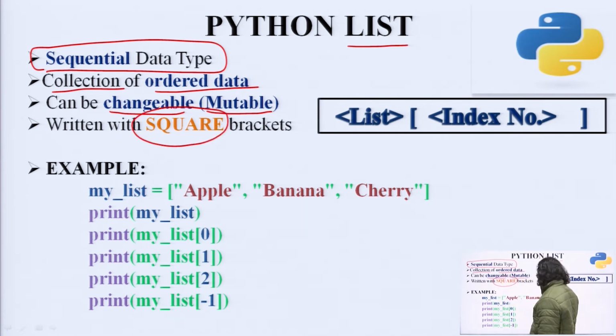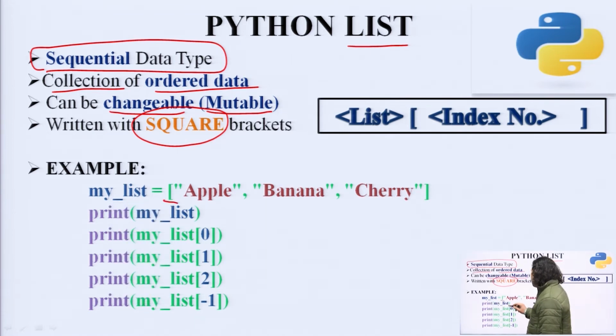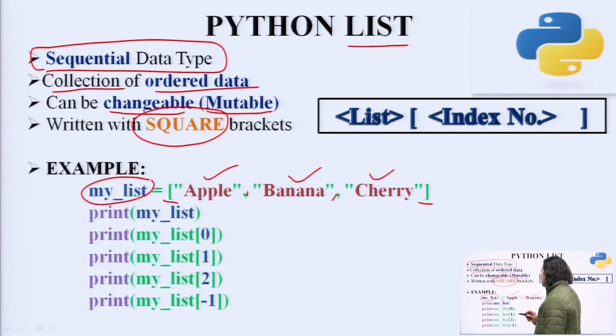Now, the important identity for the list data type is the square bracket. Now, look at this one. We are defining a list data type, and here you can see that we are using the square bracket. This square bracket is the identity of the list data type. Along with that, you need to put commas to separate the elements. So, we are creating my_list variable, and in this you can see we have 3 elements: apple, banana, cherry.